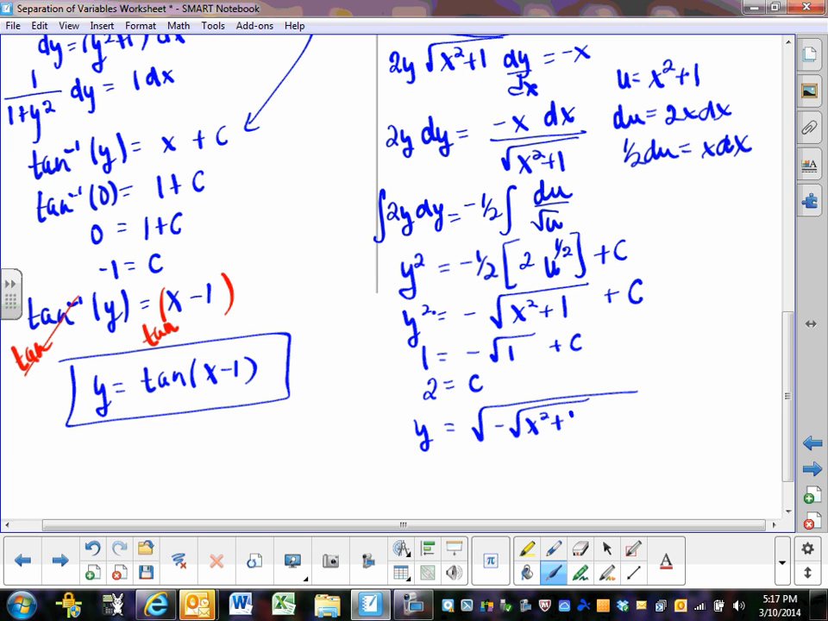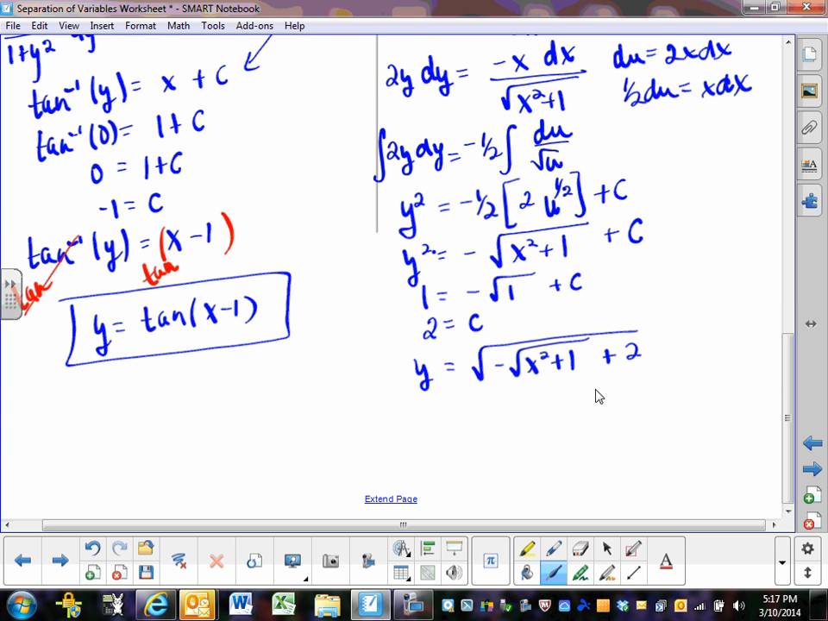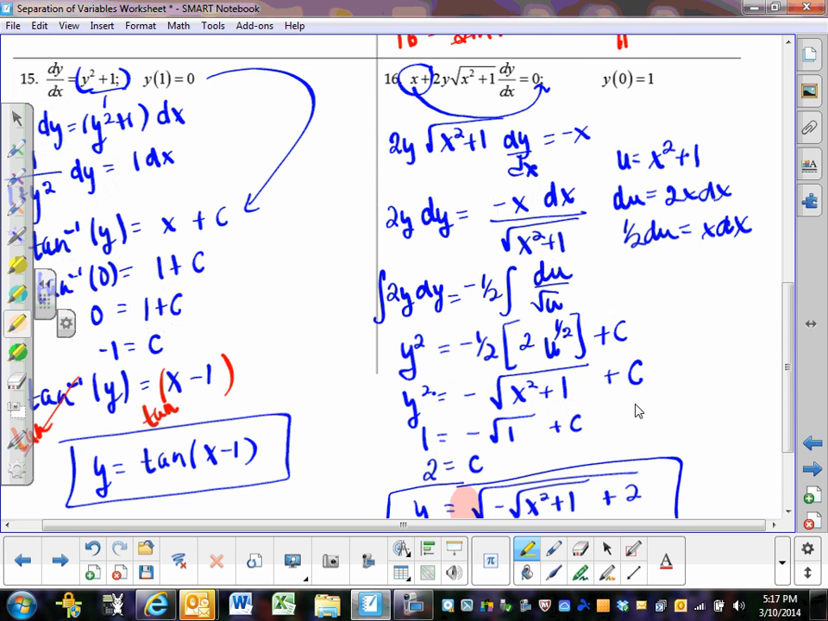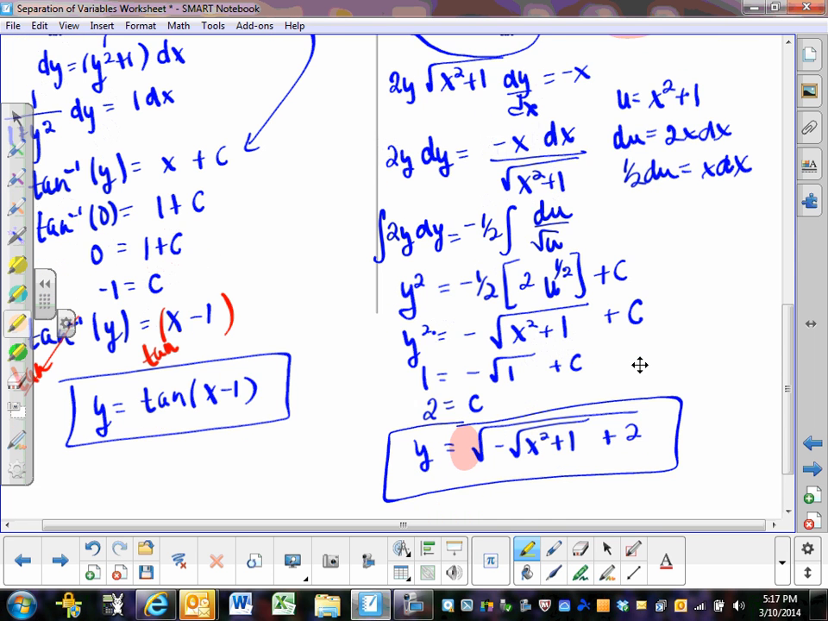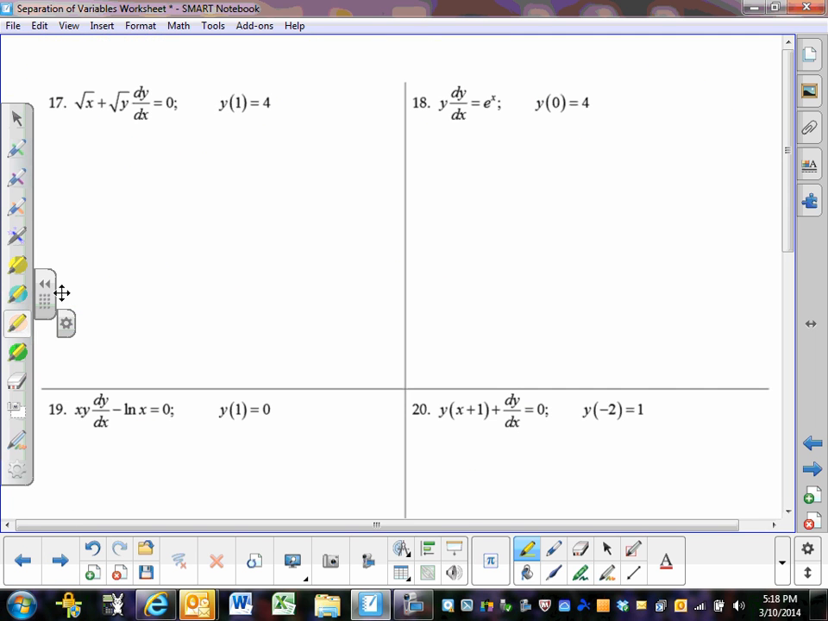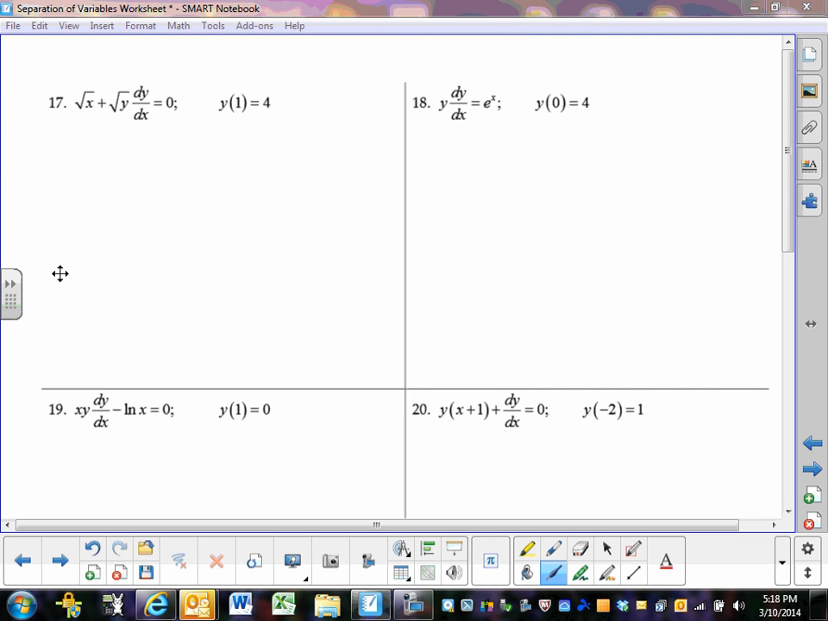So we have tan inverse of y is x minus 1. So to undo tangent and tan inverse, they cancel off each other. So we have y equals tangent of x minus 1, which you cannot change. You can't leave the 1 outside unless you use some sort of trig identity. So you'd have to do sum or difference of tangent. So we're not going to try to do that. We're going to leave it the way it is.